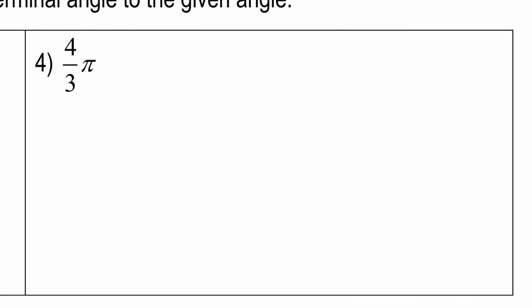Number 4 is 4/3 pi. On this one, we want to add and subtract 2 pi. But we have 4 over 3 pi, and this is 2 over 1 pi. So we want to convert this to a denominator of 3. All I do is multiply by the denominator on the top and bottom. Since my denominator is 3, I multiply by 3 on the top. If it was 4, you would do 4 over 4. 5 is 5 over 5, and so on.